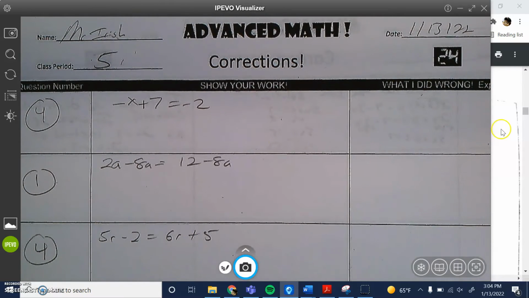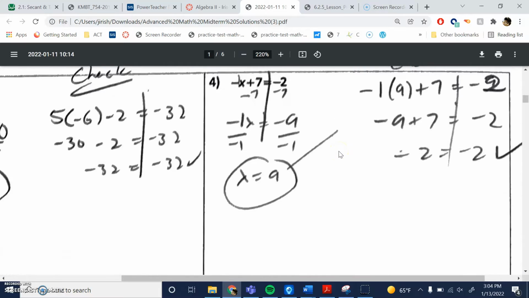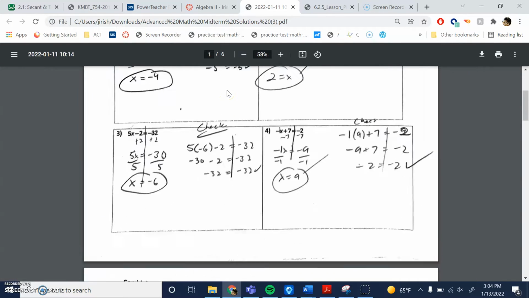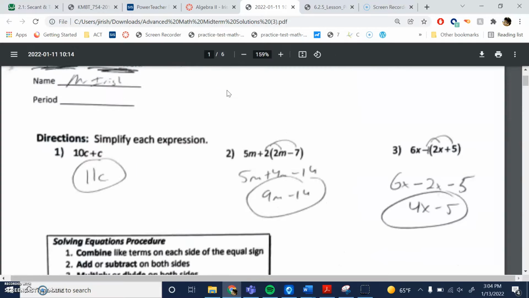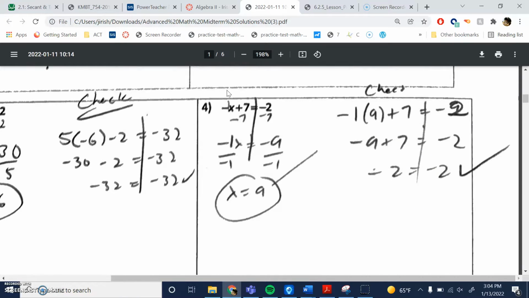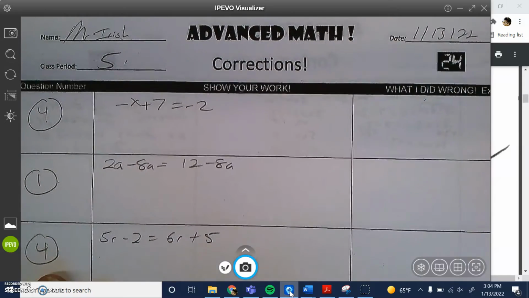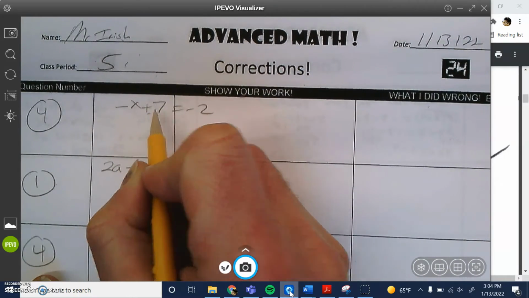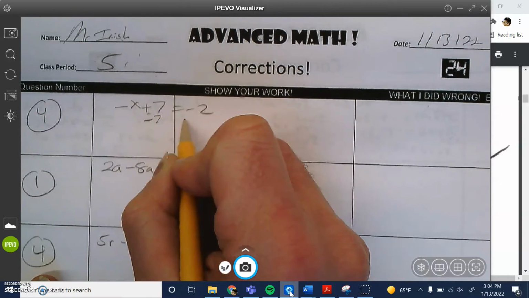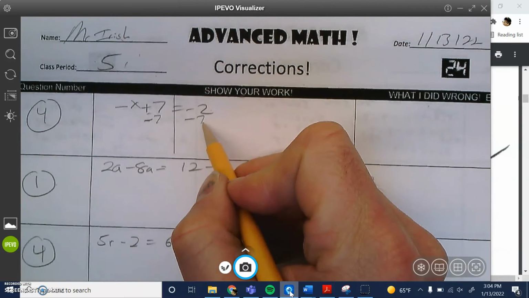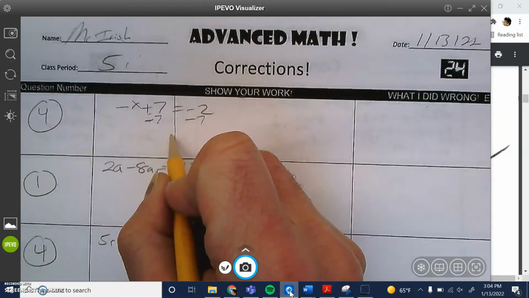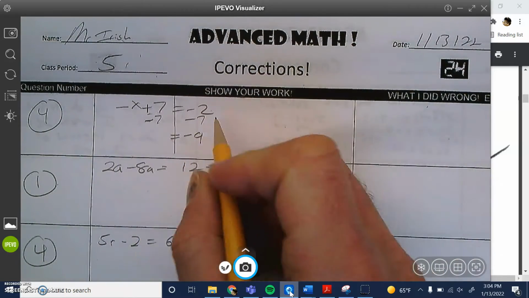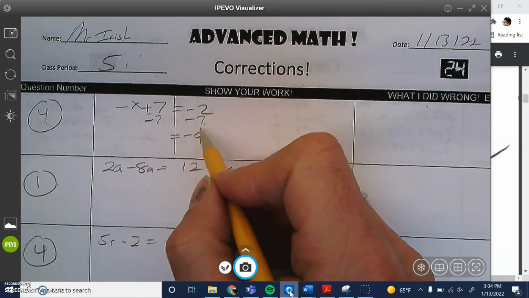All right, here we go. First one we had trouble with, request is number 4 on the first page. Negative x plus 7 equals negative 2. Let's try it. Opposite of adding 7 is subtracting 7. So if I owe 2 and I owe 7, that means I owe $9. A lot of people mess this up and put 5 or something like that.